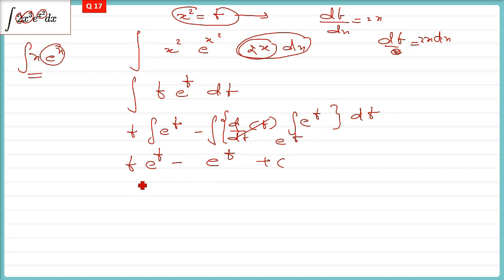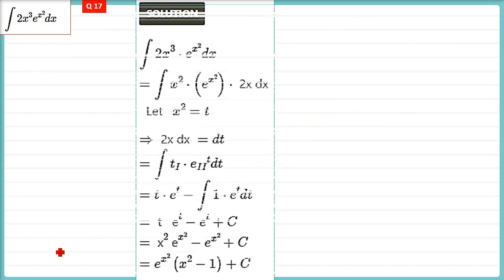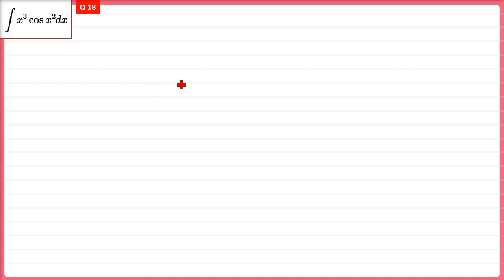Now you can take e raised t common from this one and only t minus 1 remains inside plus constant of integration. But t was what? t was taken earlier as x square. So this becomes e raised x square, and this will be x square minus 1 plus constant of integration. So this is how it is going to be written. You have to just tell the examiner you know all these things. So just write it also.